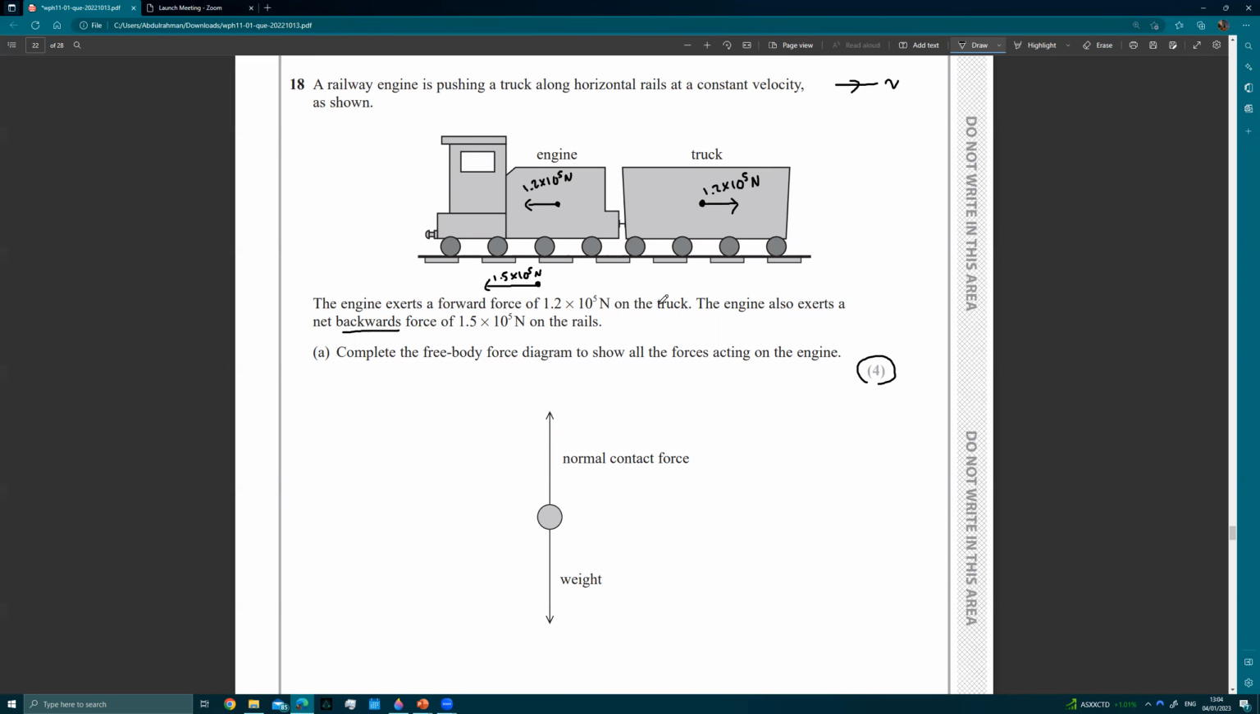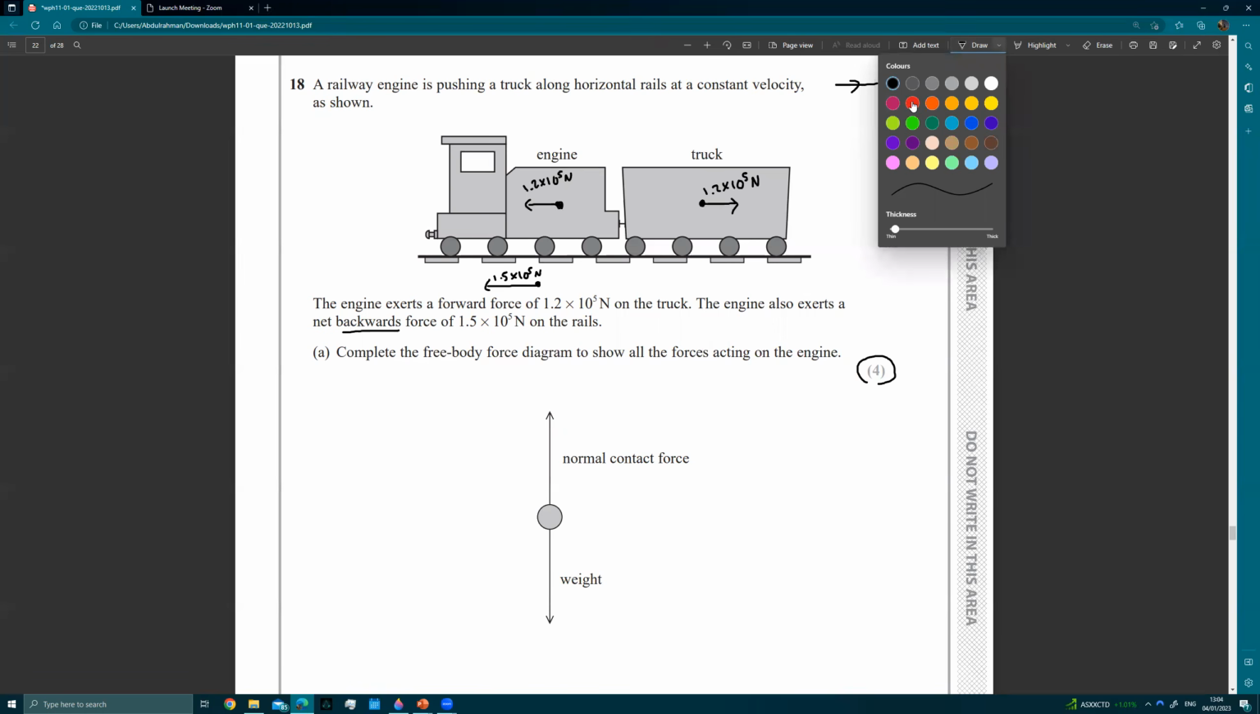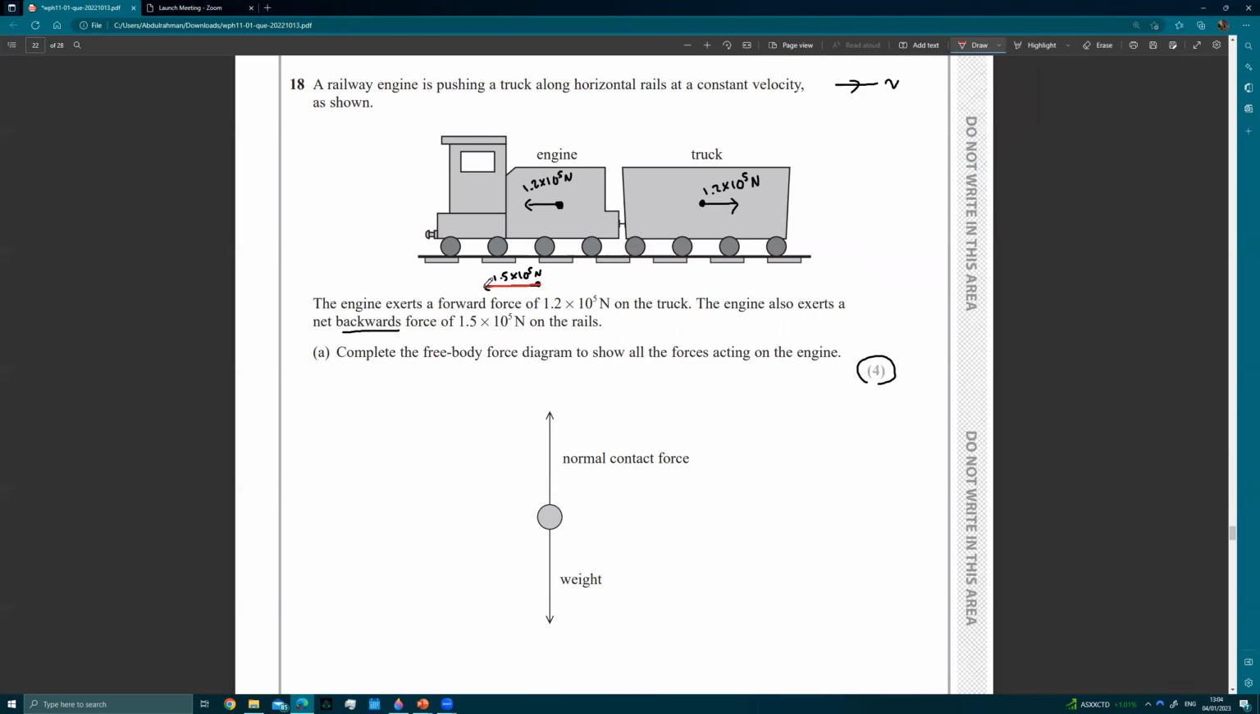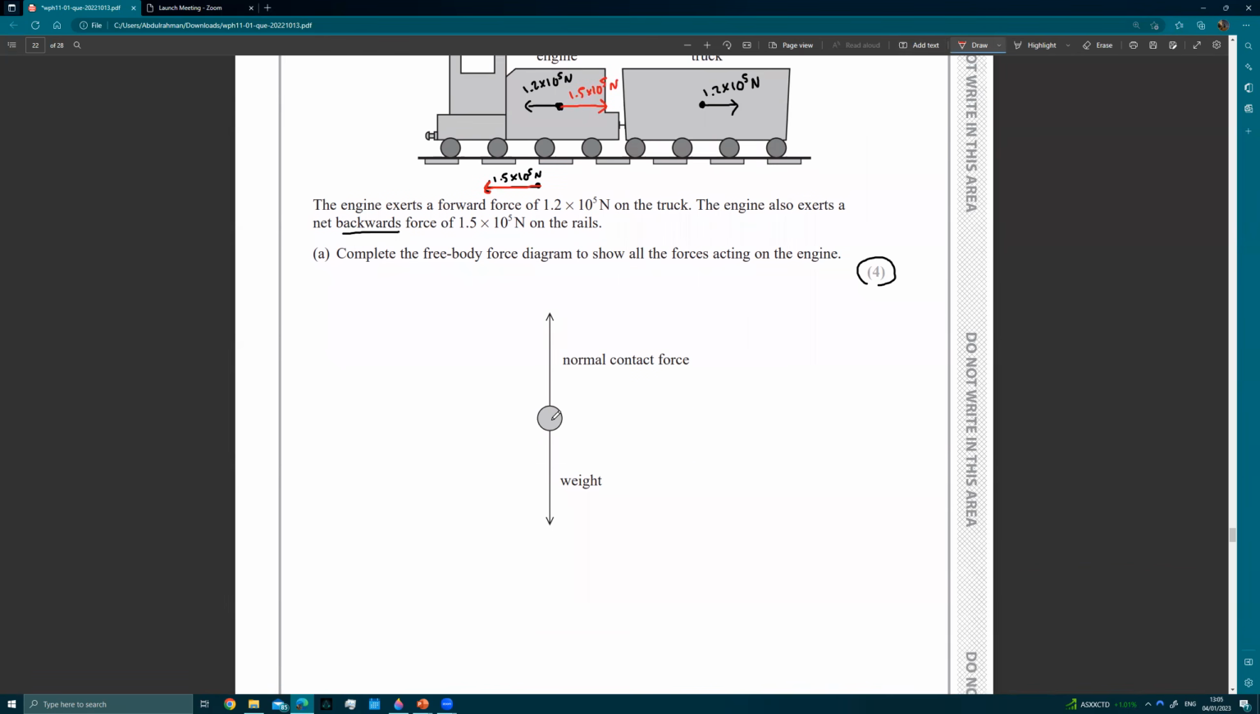And because the engine's pushing the rails, from Newton's third law, the rails has to now push back on the engine. So actually the rails is also applying a force. Maybe I should have used a different color. It shows a different Newton's third law pair. So therefore the rails exerts a force of 1.5 times 10 to the 5 newtons on the engine. So let's draw these forces out. So we've got 1.5 times 10 to the 5 newtons.